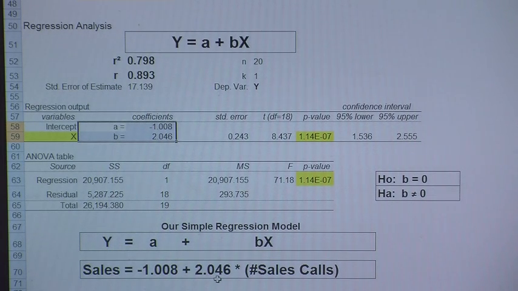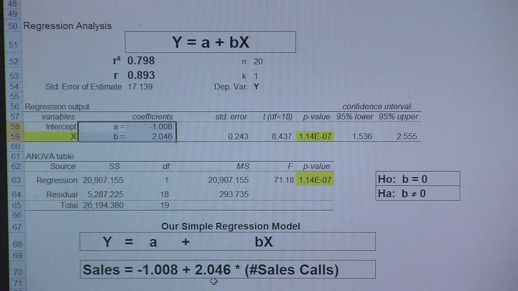And remember, B is really important, because if B equals 0, in other words, if we fail to reject the null hypothesis, that means that our independent variable x does not help us predict our dependent variable y. In this instance, we rejected our null hypothesis. We concluded that B does not equal 0 because of the small p-value here. So when we concluded that B does not equal 0, we looked at our regression output right here, and our point estimate for B is 2.046, and that's the value we use here to build our regression model.